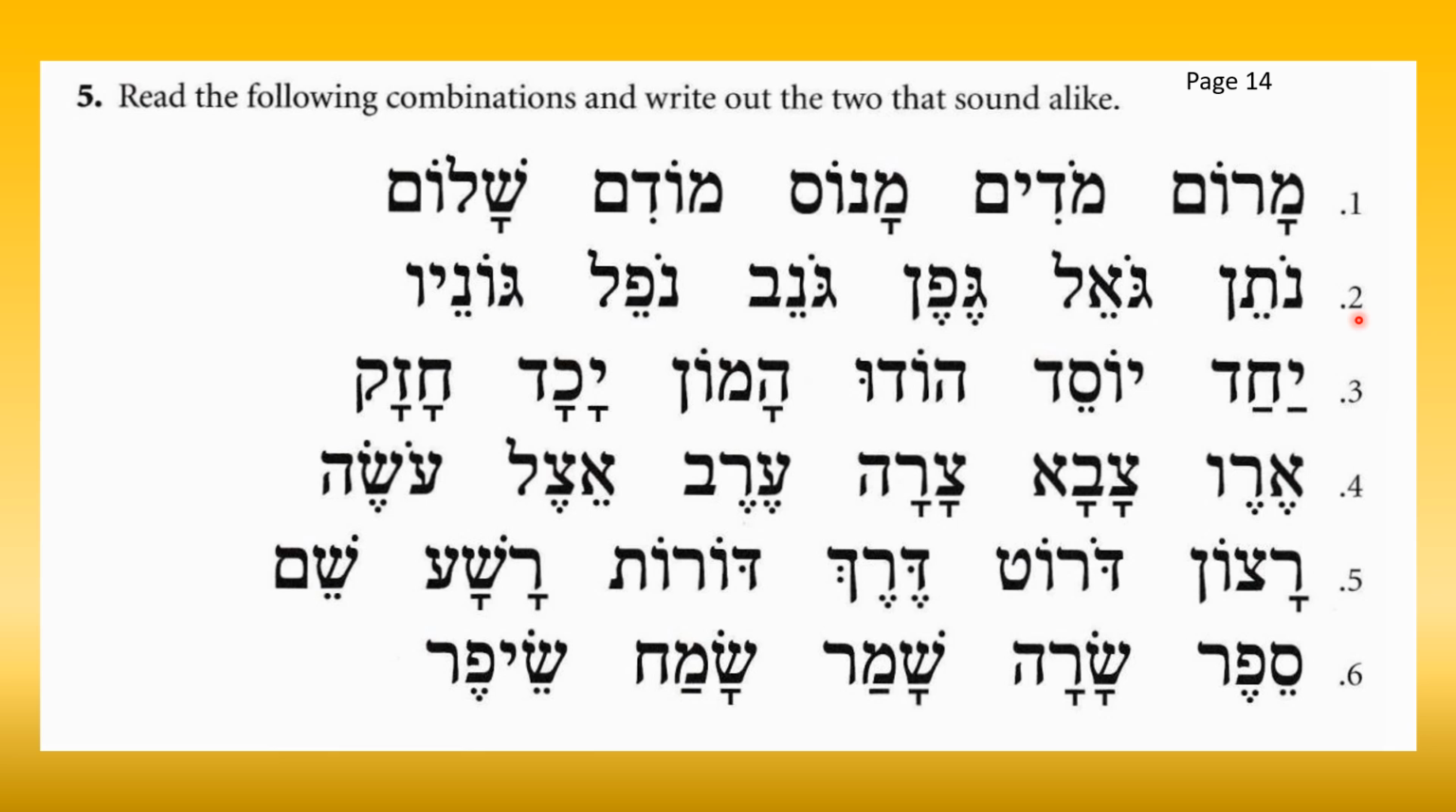Line 2, Notain, Goel, Geffen, Gonev, or Gonev. Nofel, Gonev.